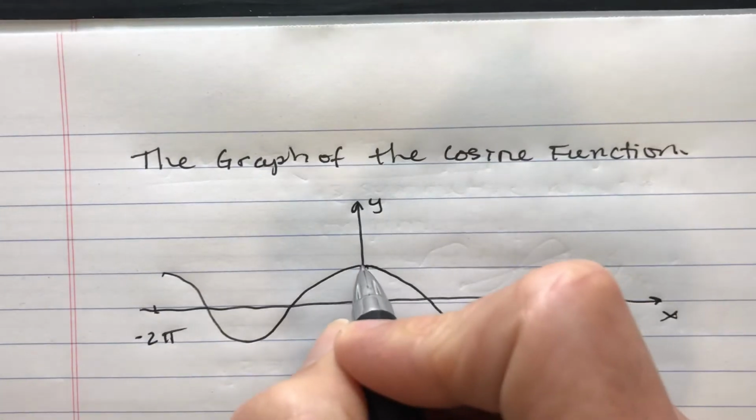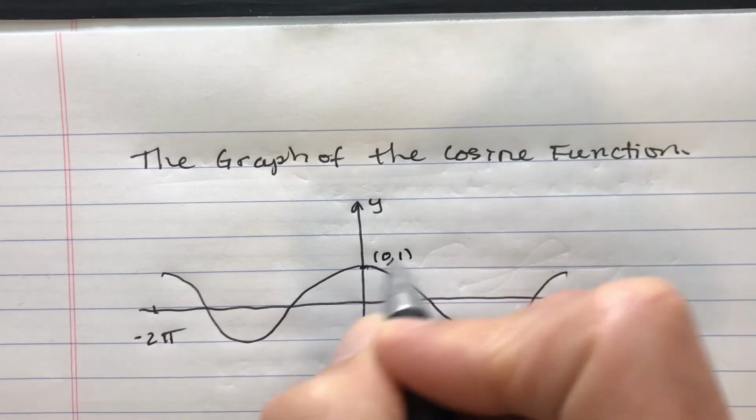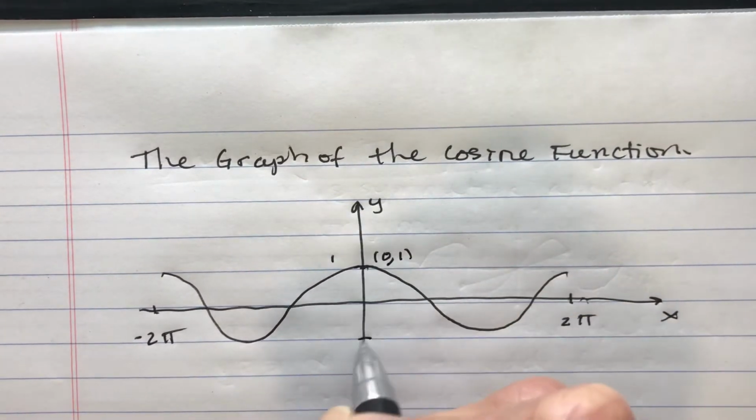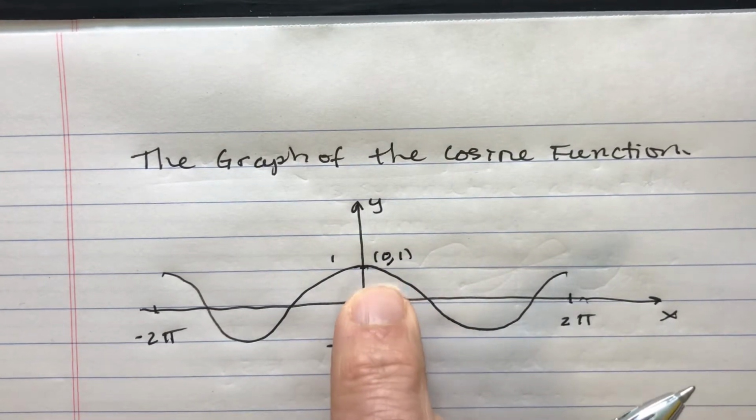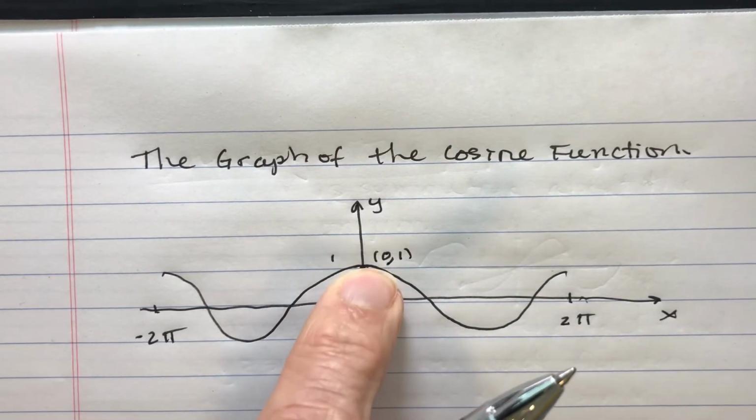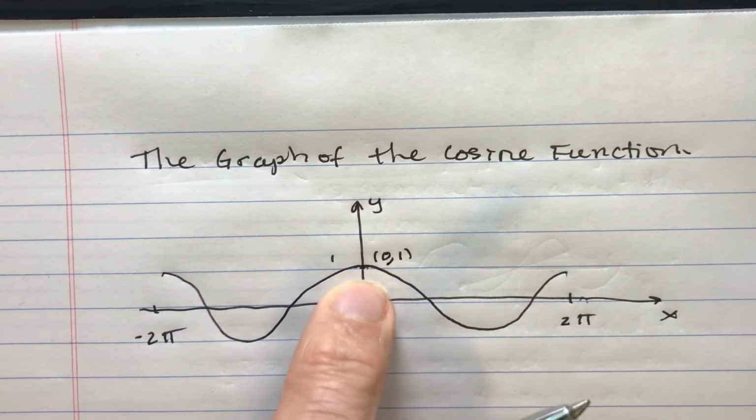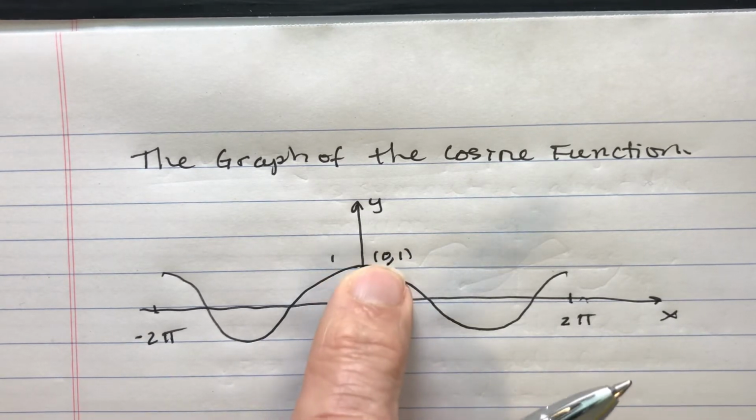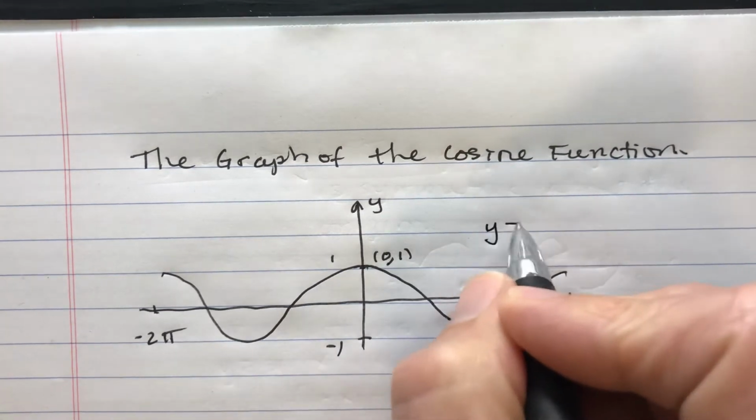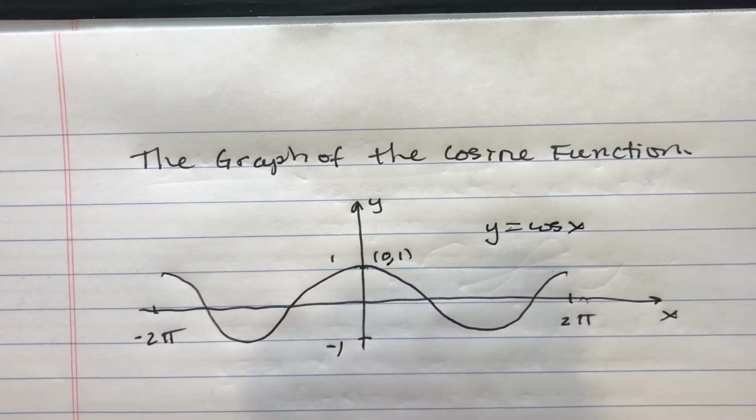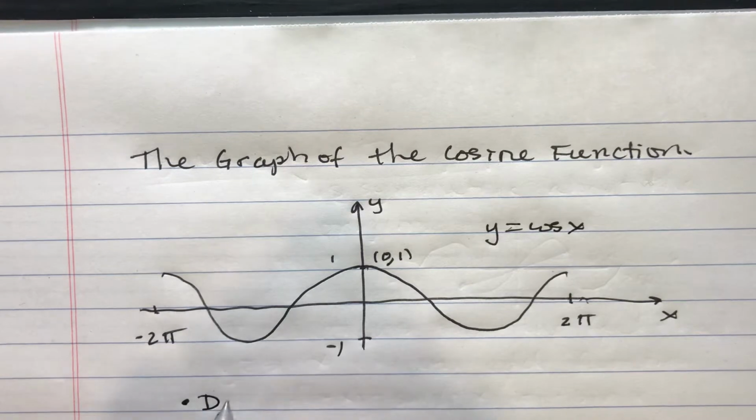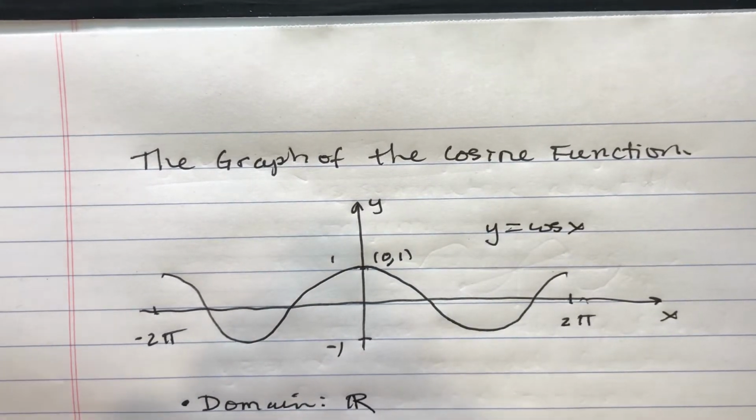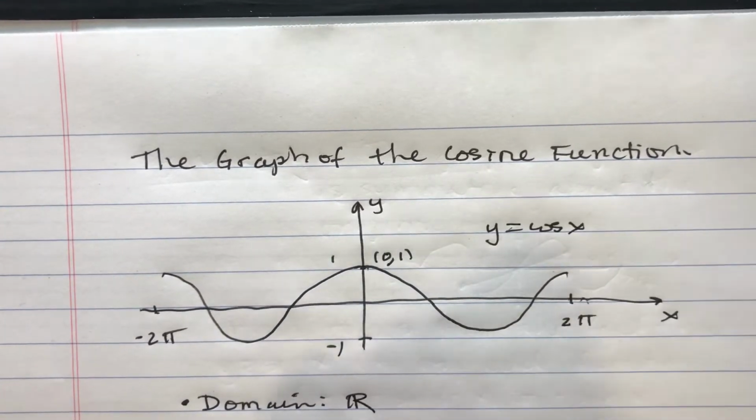I think the thing to notice is that if you compare this to the sine function, the cosine function does not start at the origin like sine. It starts up here at the top because cosine of 0 is 1. So let's go ahead and list some of the things that we can see here. The domain is R. The range is y between -1 and 1.